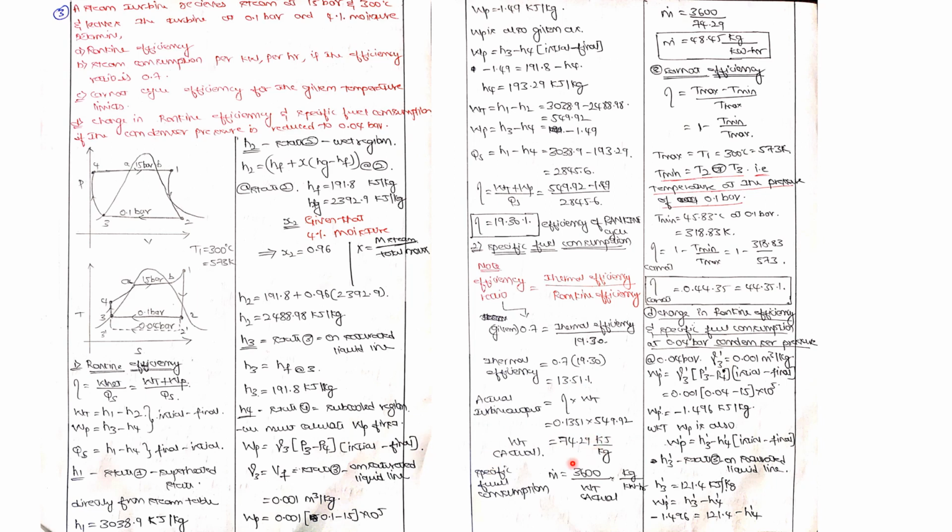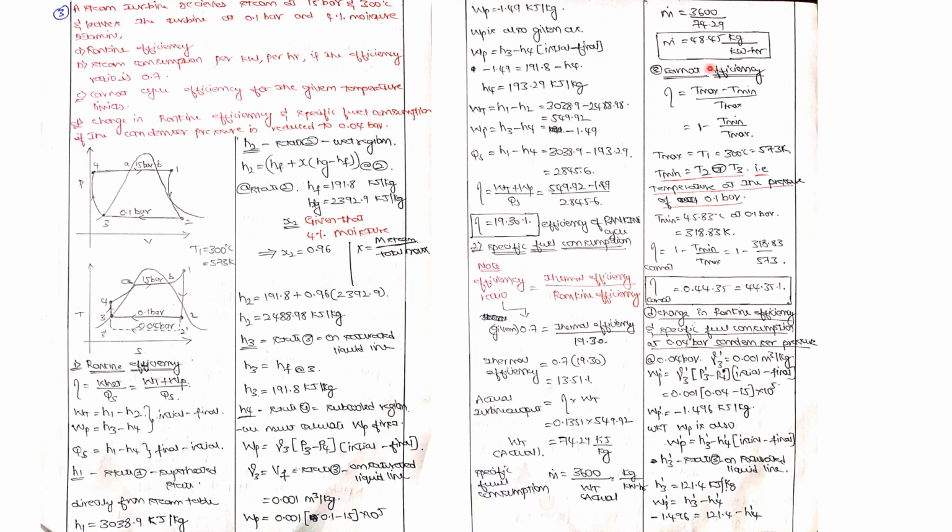You know the formula for the specific fuel consumption, which is 3600 divided by WT, but here it is WT actual because the efficiency ratio is given. So substitute WT actual, and whatever value you get would be the specific steam consumption for the efficiency ratio of 0.7.